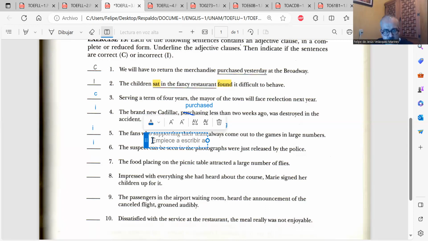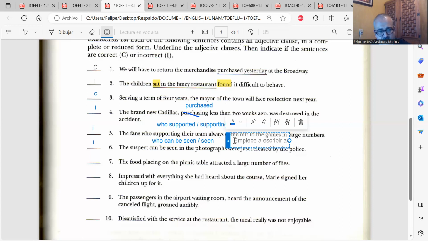Who can be seen? Okay, or seen. And here we have to say was just released. The thing is that it is not common that there are 2 mistakes in the same sentence. So I was thinking, what are they trying to say? That the photographs were just released?